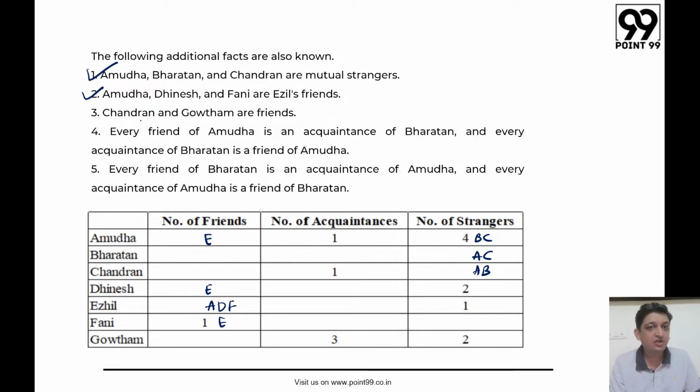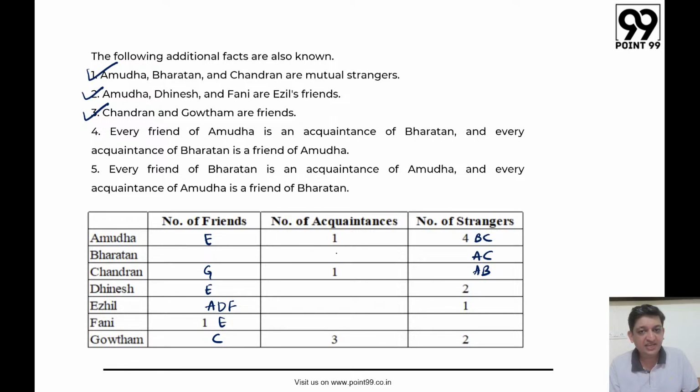Third one, Chandran and Gautam are friends. So in Chandran's friend list Gautam will be there. Similarly, in Gautam's friend list Chandran will be there. So this is also taken care of. Every friend of Amuda is an acquaintance of Bharatan. So whoever is Amuda's friend, that should be an acquaintance of Bharatan.